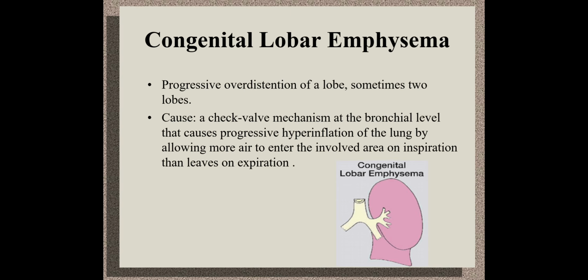Congenital lobar emphysema is a progressive overdistension of a lobe, sometimes two lobes, caused by a check valve mechanism at the bronchial level that causes progressive hyperinflation of the lung by allowing more air to enter the involved area on inspiration than leaves on expiration.